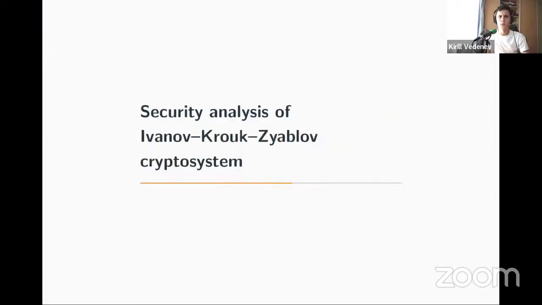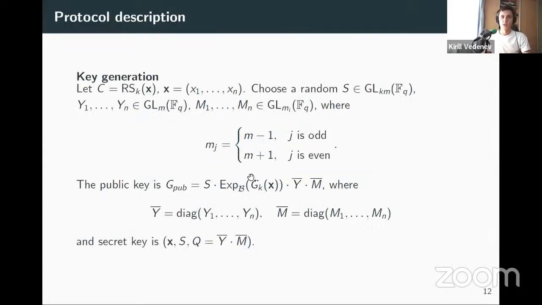Now let's move to the Ivanov-Krouk-Zyablov protocol. Here you can see the key generation. We choose some Reed-Solomon code. We choose a random matrix S over a smaller field. We choose m by m non-singular matrices. We choose matrices of the following sizes. And the public key is S multiplied by the generator matrix of the subfield image of the RS code, and multiplied by Y multiplied by M.